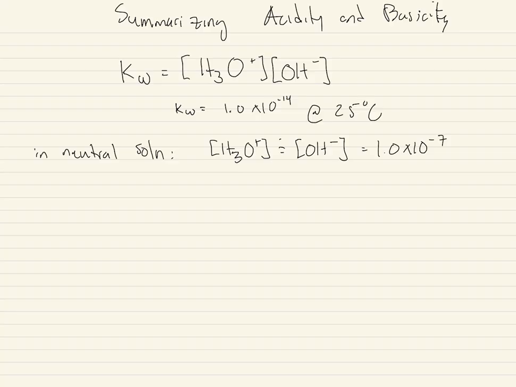7. Right? Dealing with these numbers of 1.0 times 10 to the minus 7, very small numbers, is not very helpful, right? It'd be easier to look at some arbitrary scale to give us what is acidic and what's basic. So from this, we define two different scales. The pH scale, which is related to the logarithm of the hydronium concentration, and the pOH scale, which is related to the logarithm of the hydroxide concentration.